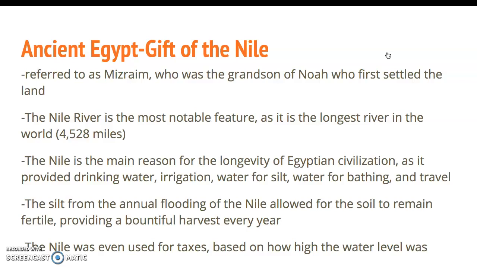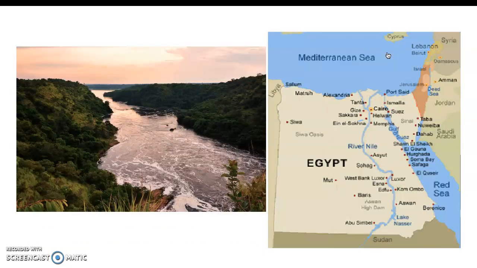The Nile was even going to be used for taxes based on how high the water level was. If the water level was high, meaning that the crops were going to grow very, very well that year, the taxes were going to be higher, a higher percentage. If it was not a good year and the Nile was a little bit lower, maybe because of droughts, the crops were not going to grow as well, so the taxes would be lowered.